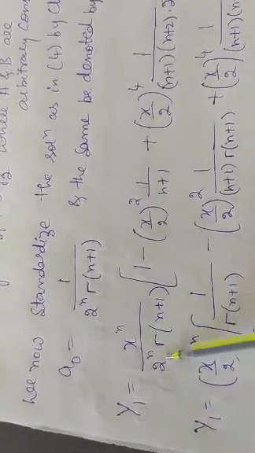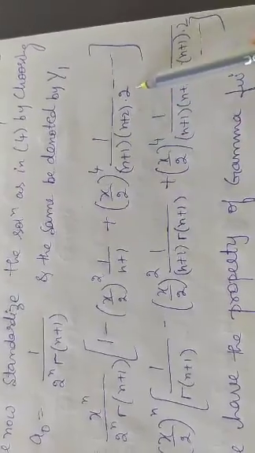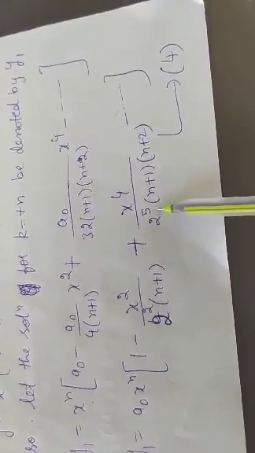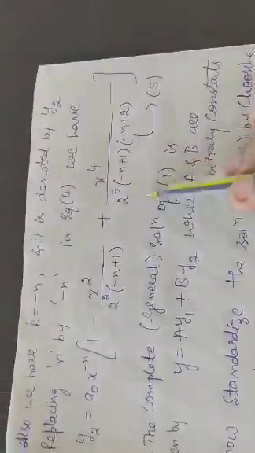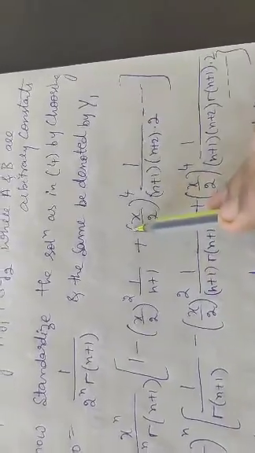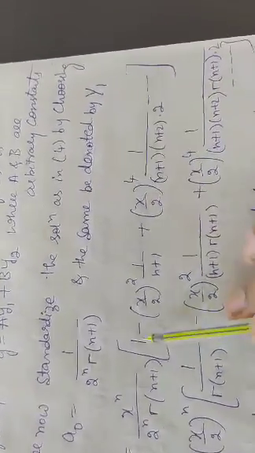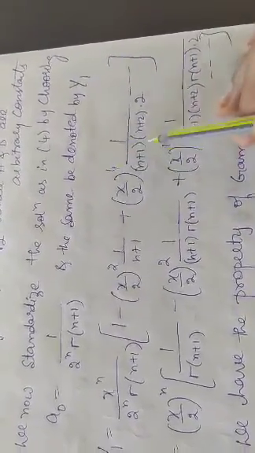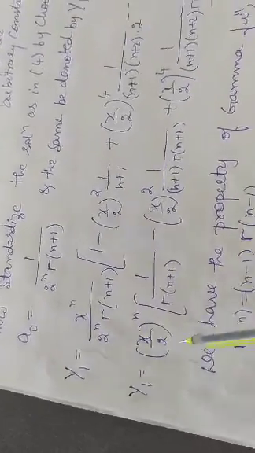So y1 is x power n divided by 2 power n into gamma of n plus 1, times 1 minus x by 2 whole square into 1 by n plus 1, plus x by 2 whole power 4 into 1 by n plus 1 into n plus 2 into 2. What I did is write this as x square by 2 square into n plus 1. 2 power 5 is 32, and 32 can be written as 2 power 4, which is 16, into 2. So I am writing it in the form x by 2. Again, x power n by 2 power n can be written as x by 2 whole power n.